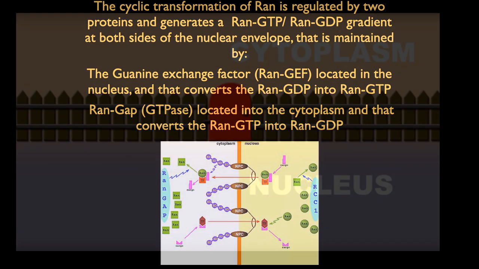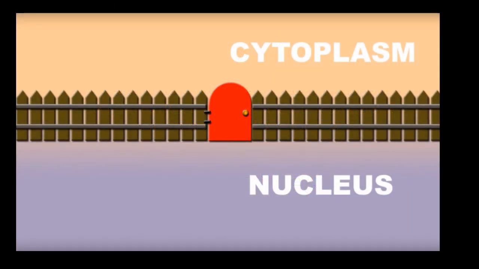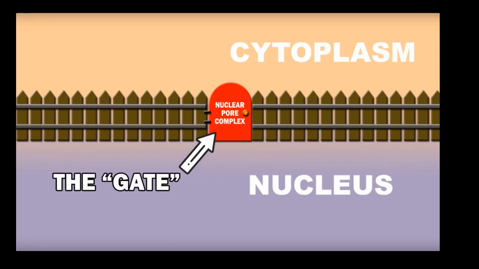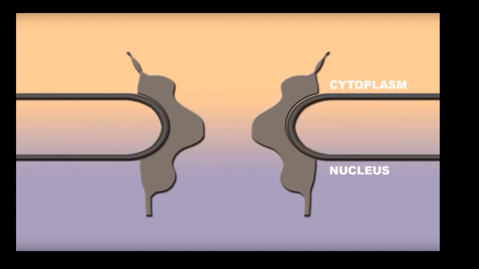Sorry, not this one. Protein sorting between the nucleus and the cytosol is termed gated transport, with the gate being the nuclear pore complex, or NPC.